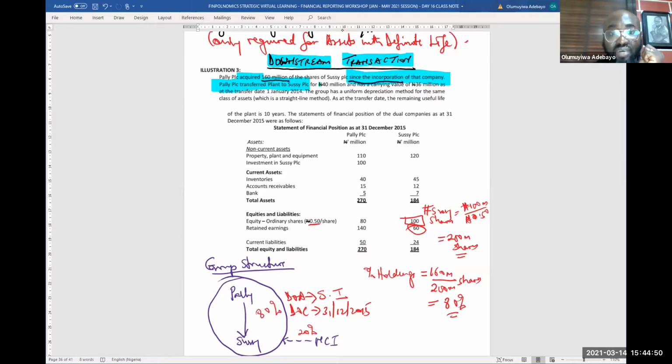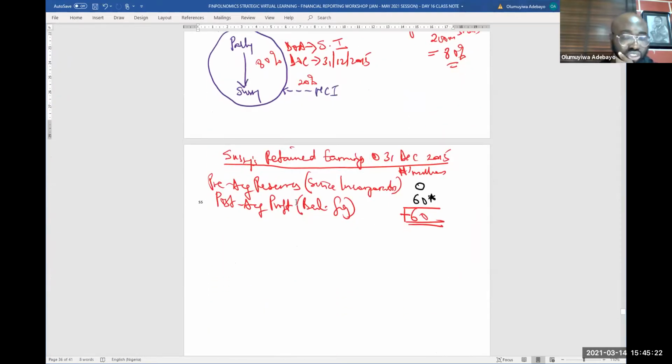He sold the plant for how much? 40 million. When the carrying amount of the plant was what? 36 million. It means he made profit of 4 million on disposal of assets. But unfortunately, it disposed to a member of the group, which means though in its individual financial statement, it is realized profit, but from the group perspective, such a profit is deemed unrealized. Therefore, what you need to do is to reverse such a profit.